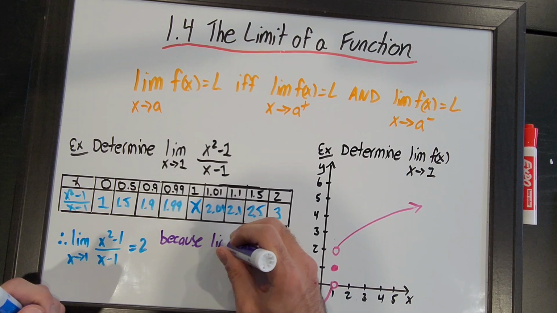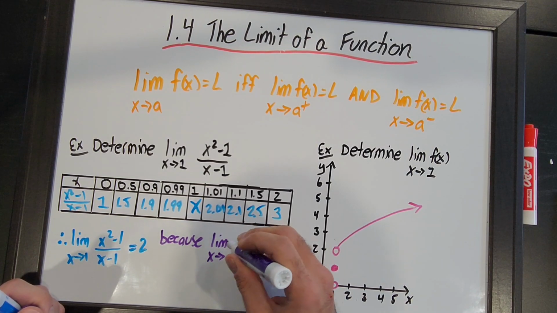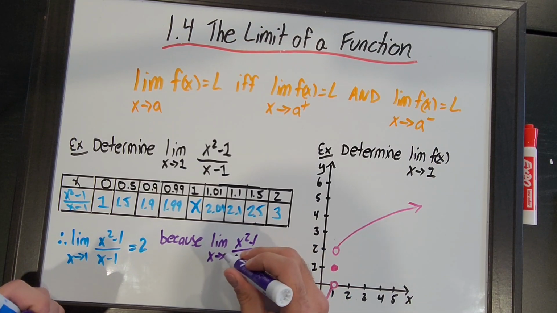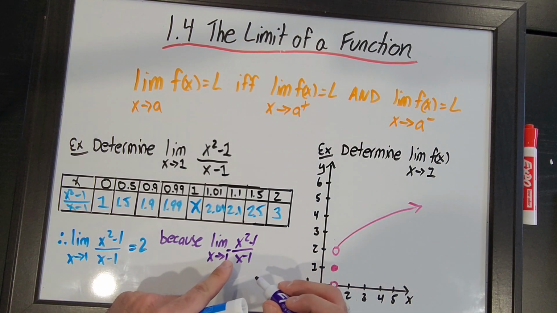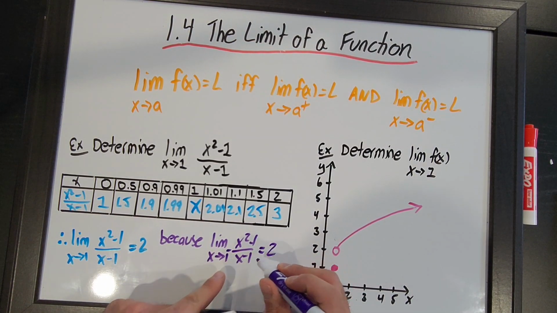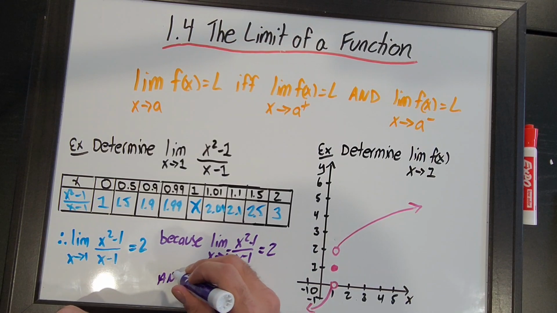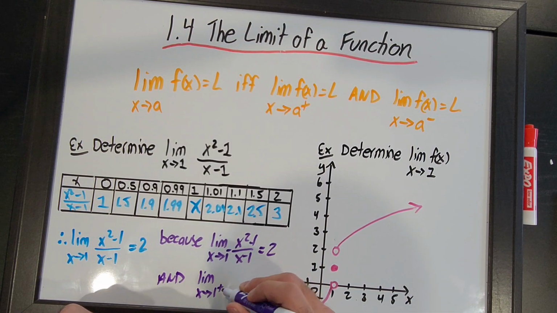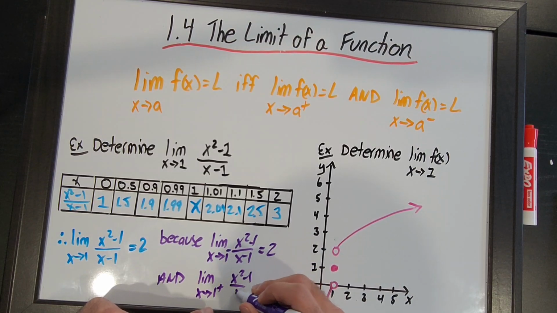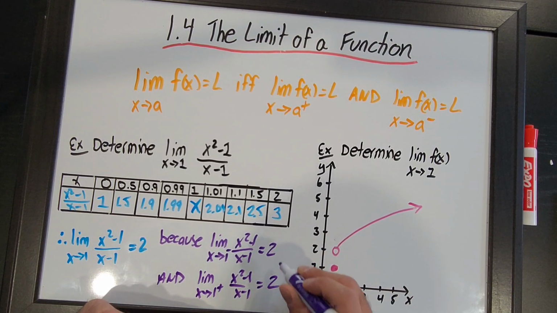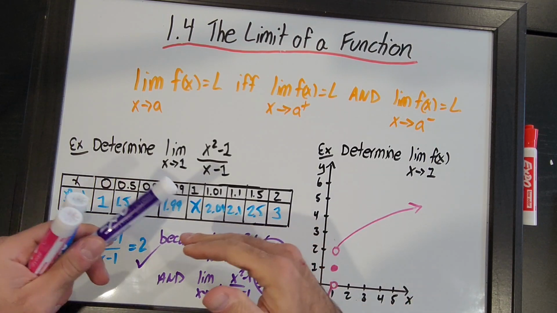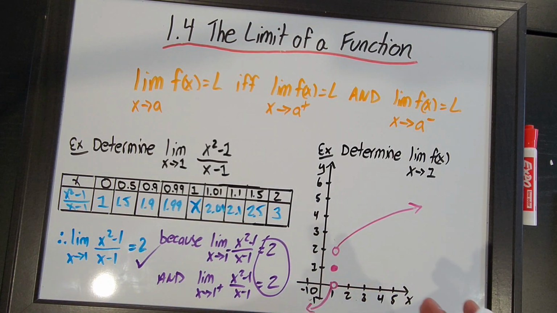Because the limit of x squared minus 1 over x minus 1 as x approaches 1 from the left side equals 2, and the limit as x approaches 1 from the opposite side is also 2. So because these are both 2, this is correct. It's the only way. It's got to be from both sides. So let's take a look at that visually.